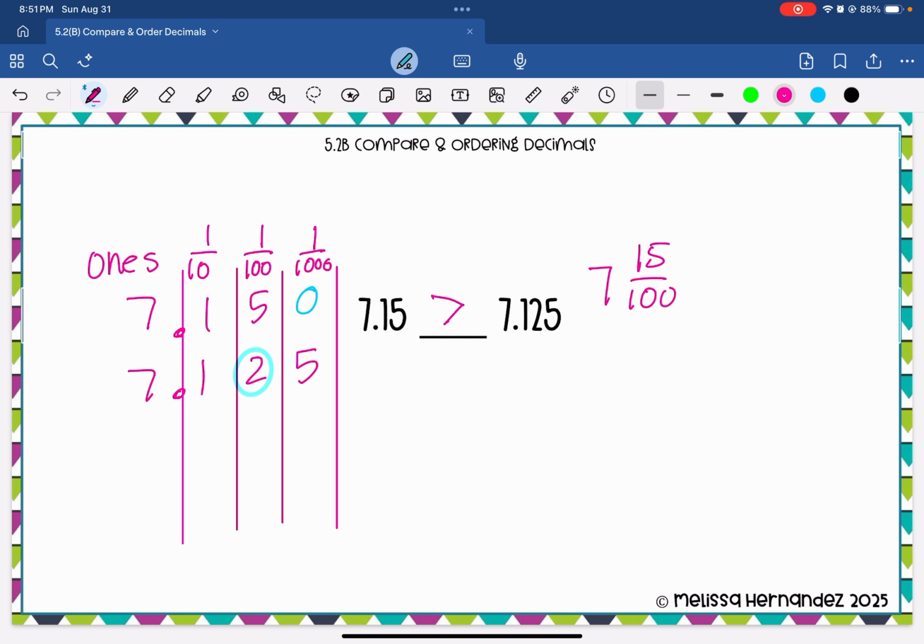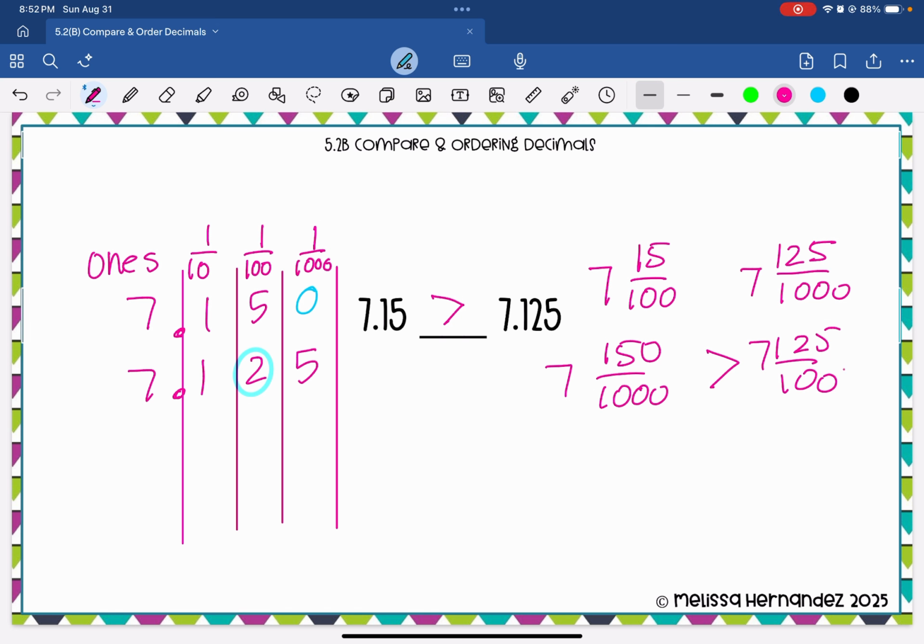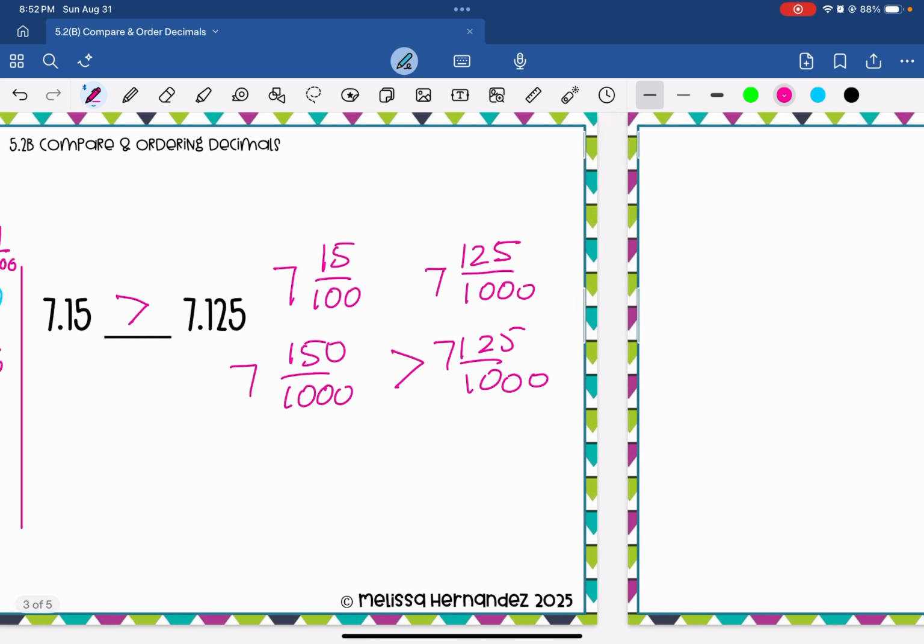15 out of 100, and this is 125 out of 1,000. I still have the 7. Now, if you wanted to use that 0, it's 115 out of 1,000, and that's greater than 125 out of 1,000. All right, let's do the next one.